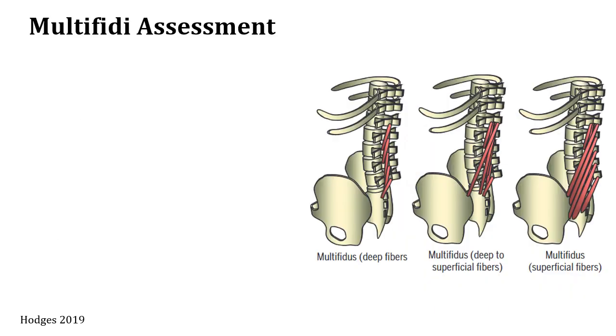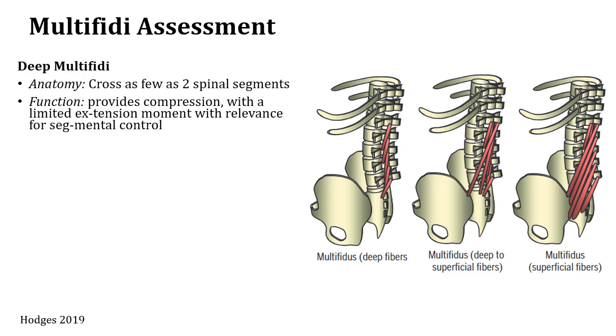So the multifidi muscles can be categorized into deep and superficial. The deep have a unique property of being predominantly type 2. They can react very quickly in response to external stimuli, preemptively activating prior to the onset of a reflexive movement. They cross only two segments. They provide compression with limited extension moment and relevant segmental control of the lumbar spine.